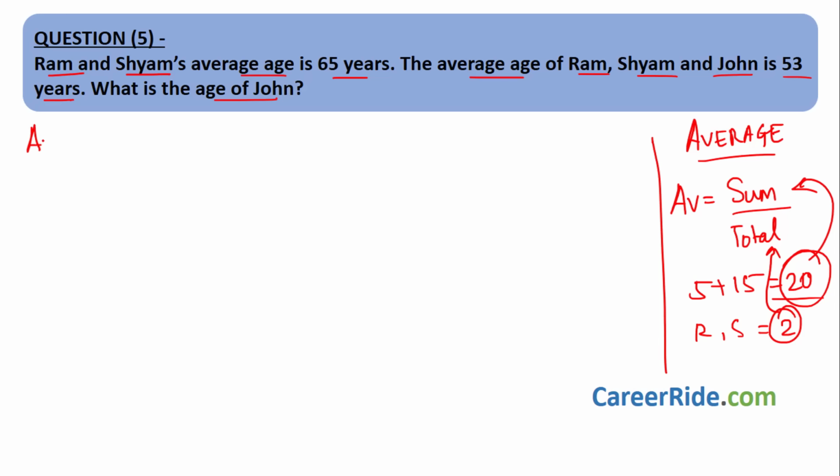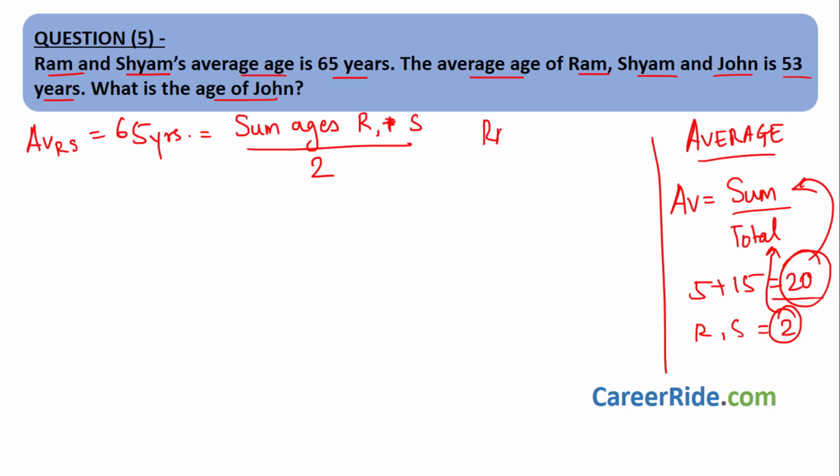Now, average age of Ram and Shyam is given as 65 years. But we know what is average? That is nothing but sum of the ages of Ram and Shyam divided by total number of people. How many people are there? Just Ram and Shyam, 2 people. So, that would be 2. Now, do we know age of Ram? No. Do we know age of Shyam? No. Let us assume that age of Ram is R, age of Shyam is S.